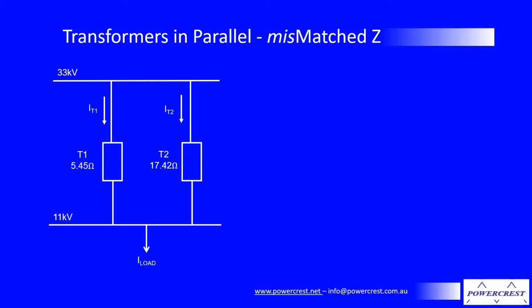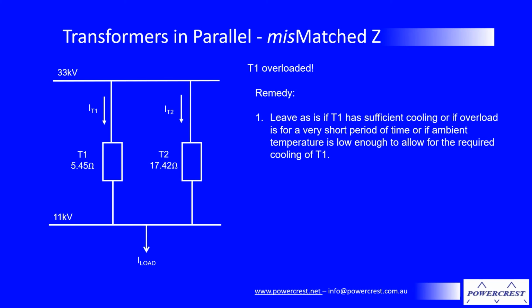Okay, so what are the implications of all this? Well, we can clearly see that T2 is very happy, right? It's carrying much less of the load than what it should. The lion's share is really carried by T1, and T1 is now officially overloaded. So, remedy. What can we do about T1? Well, first option, leave as is. If T1 has sufficient cooling, or if the overload is only for a very short period of time, or if the ambient temperature is low enough to allow for the required cooling of T1, then nothing to do.